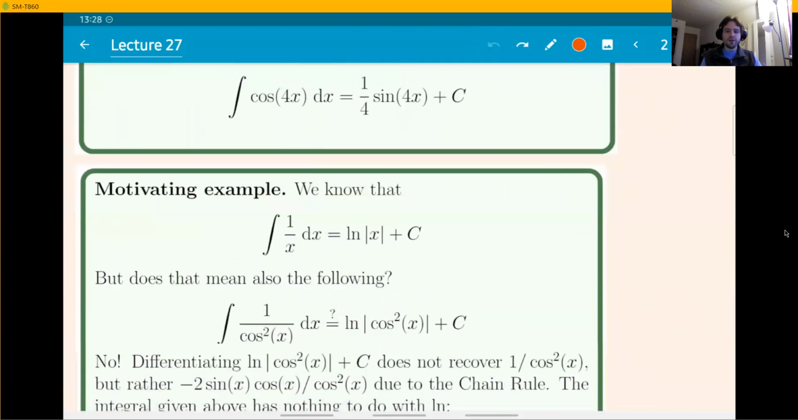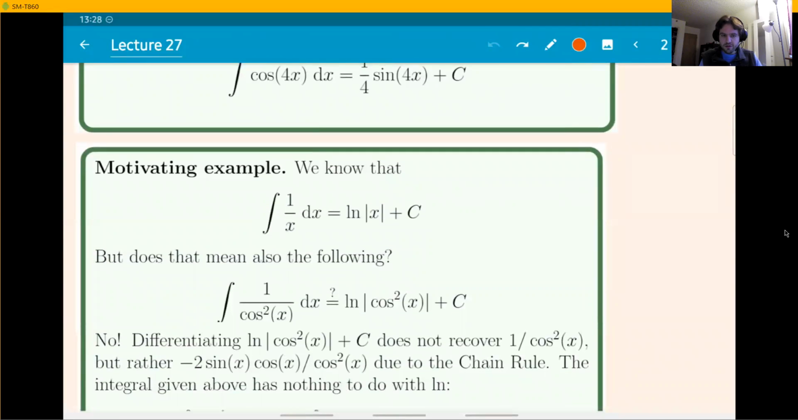Here's the other one. We know that the integral of 1/x is ln of absolute value of x. Does that mean also the following, though? This is a mistake that a lot of students always make. It doesn't mean the following. If you try to integrate 1 over anything, like cosine square, for example, would that be ln of that thing, cosine square? Maybe inside of an absolute value. Is this true? No, it is not.